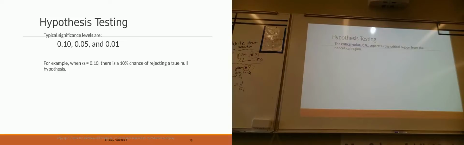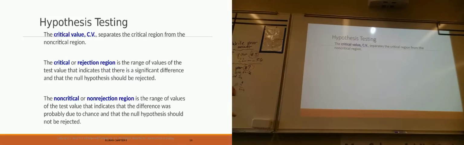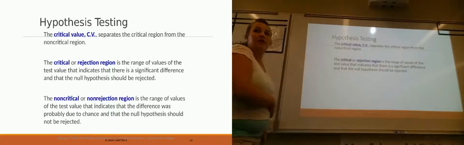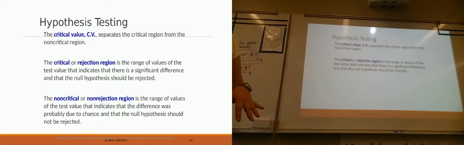We're going to have critical values. Critical values come from the region that separates the critical from the non-critical regions. Critical or rejection regions are the values that are basically on the ends of our, if you think about it in a graph.